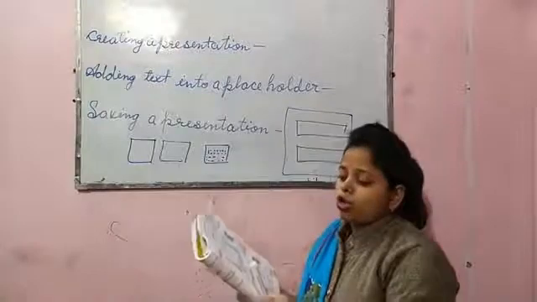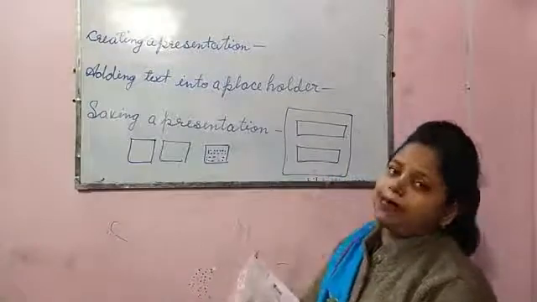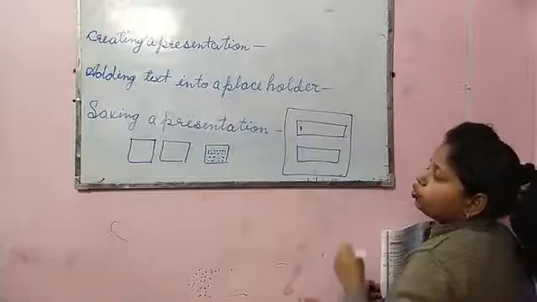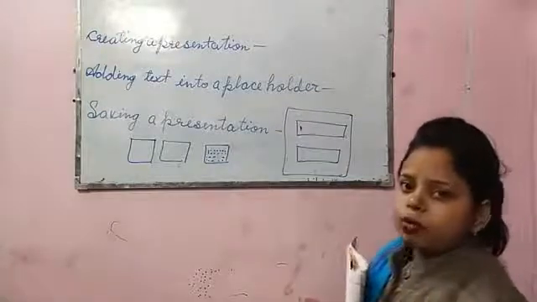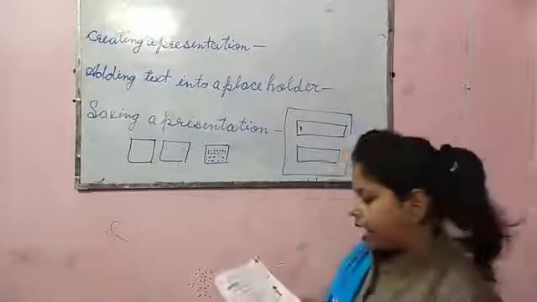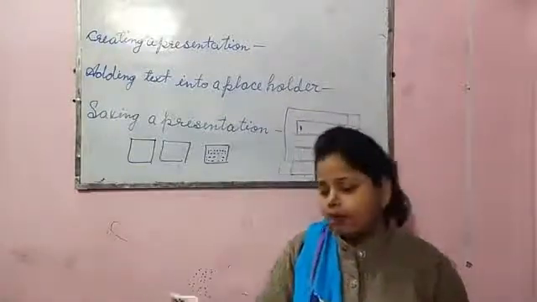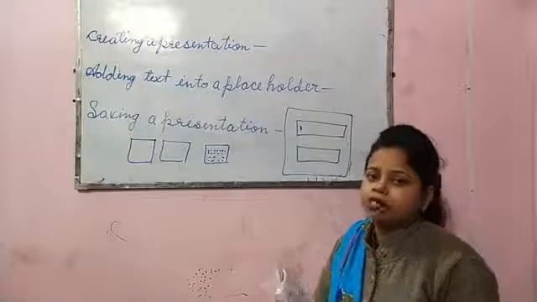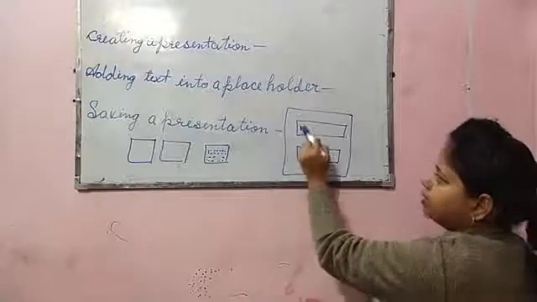First, click to add the title placeholder. Where will you click? You will press the left button of your mouse here for adding the title of the slide. Next, the cursor appears in the text box. When you click the left button of the mouse, your cursor will appear here like this.